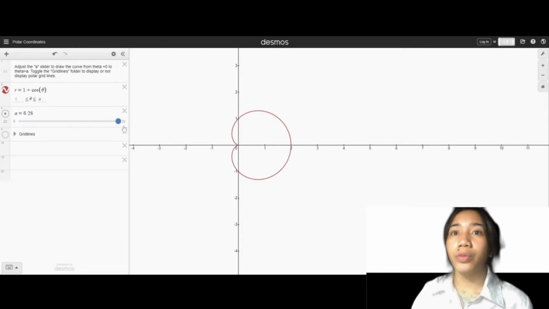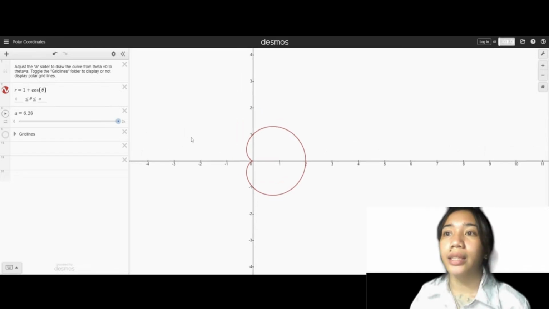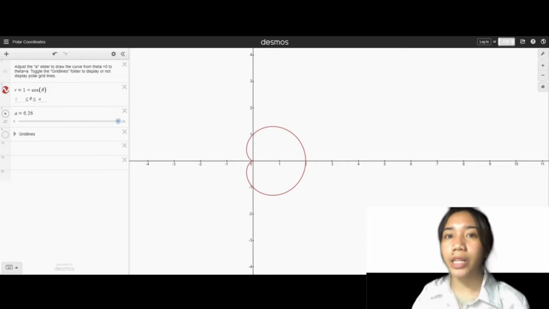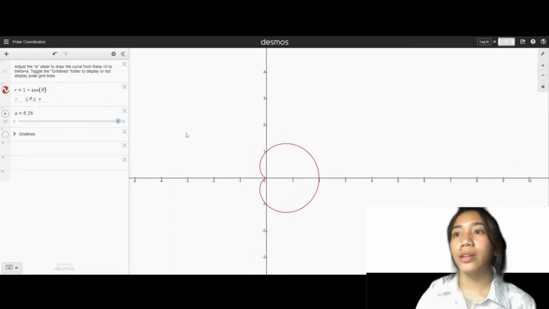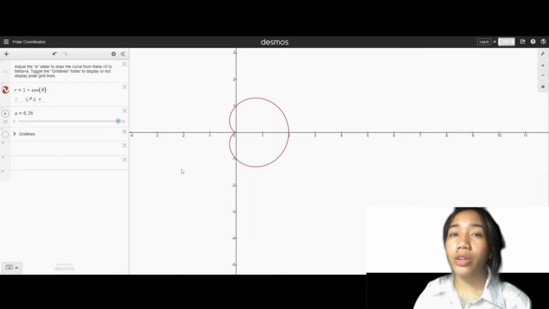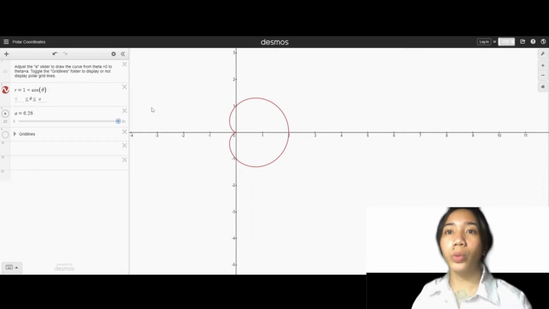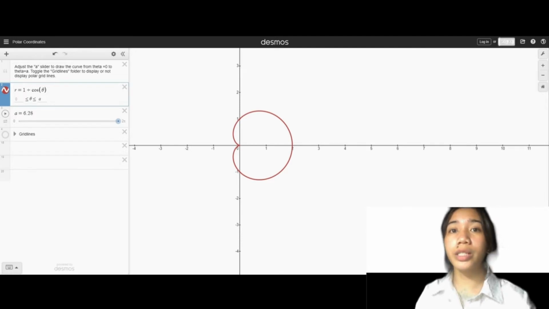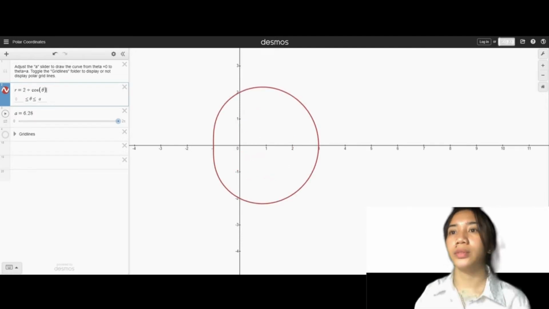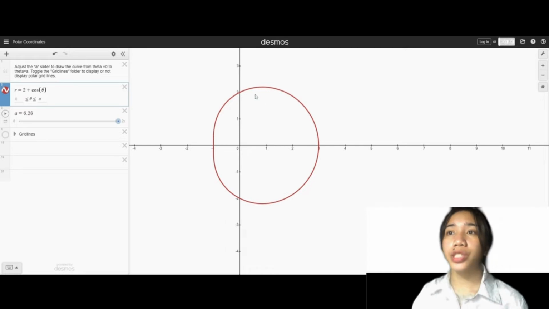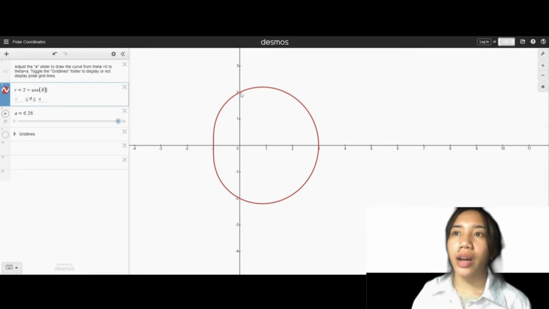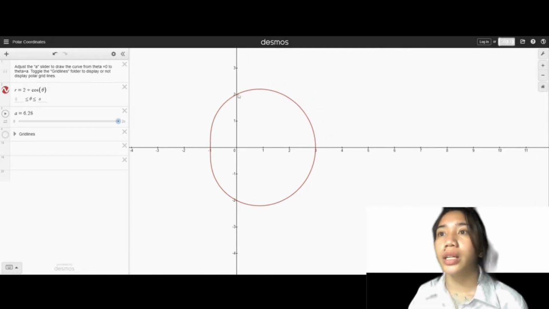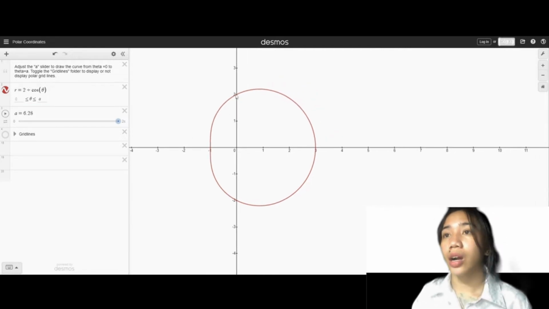What will happen if we change the value of a? Take note that our general equation is r equals a plus or minus cosine or sine theta. So we will change the value of a and let us observe what will happen to the graph. We will change the value of a into 2. Notice that when we change the value of a, the graph is now almost a circle. Earlier, we had a curve that looks like a heart.